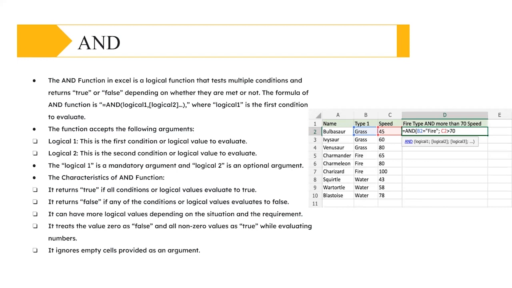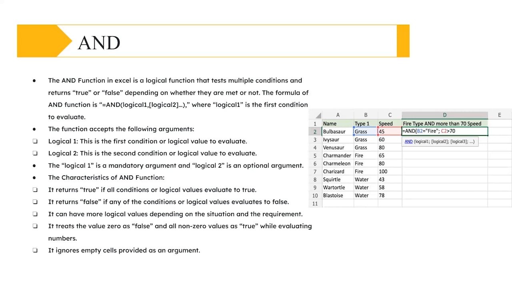The formula of the AND condition is AND, and then we put the logics. Every logic will evaluate to either a true or a false value. The function accepts the following arguments: logical 1 and logical 2. Logical 1 means this is the first condition or logical value to evaluate. Logical 2 is the second condition or logical value to evaluate.